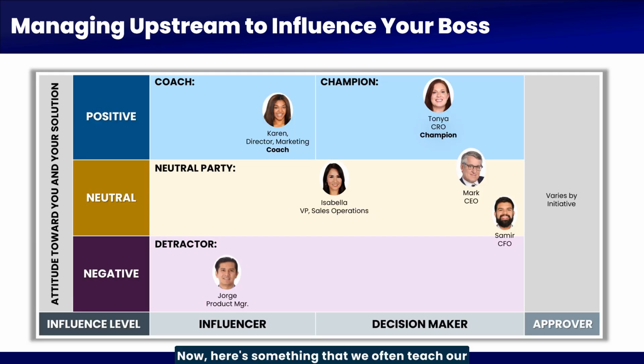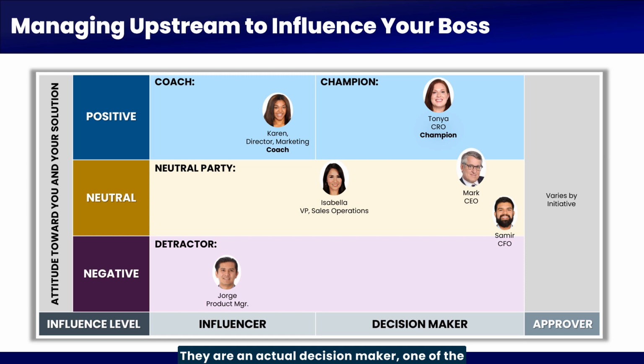Now, here's something that we often teach our sellers that can really help us as well when we're trying to manage upstream. And what you're looking at here is what I call mapping the buyer landscape. In this case, it's really just mapping the stakeholder landscape. On the left side, you can see that you're mapping where they are in terms of being negative, neutral, or positive toward you or the solution you're recommending. Across the bottom, you see influence level.